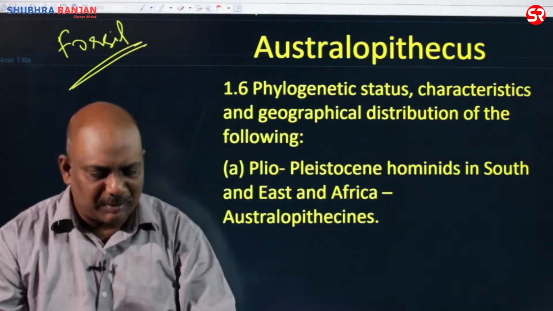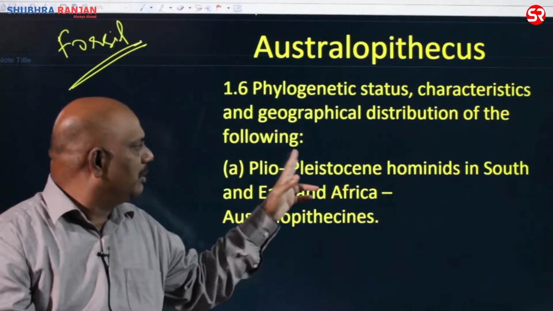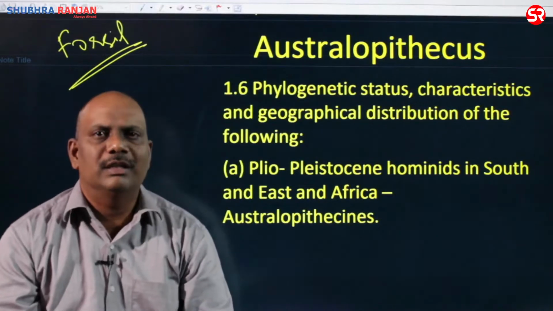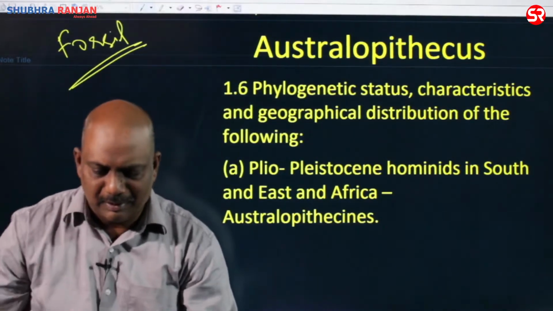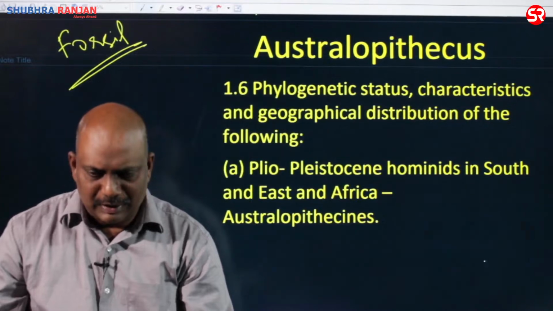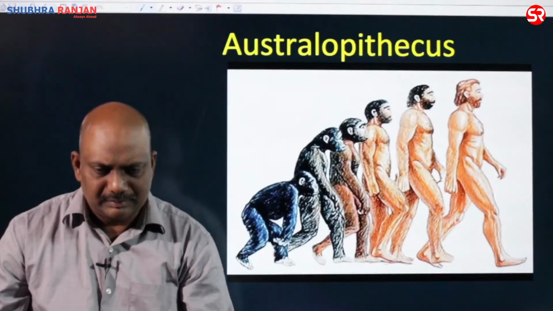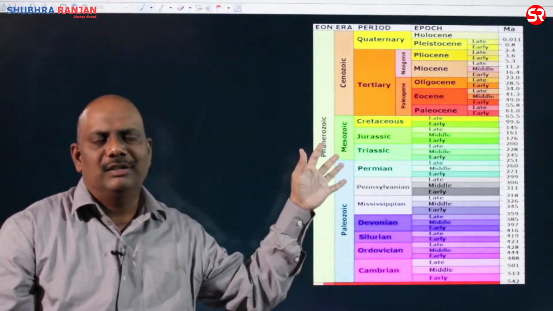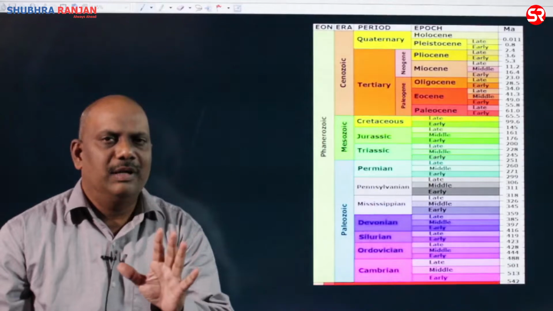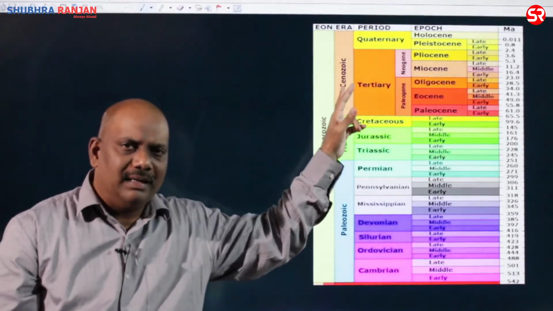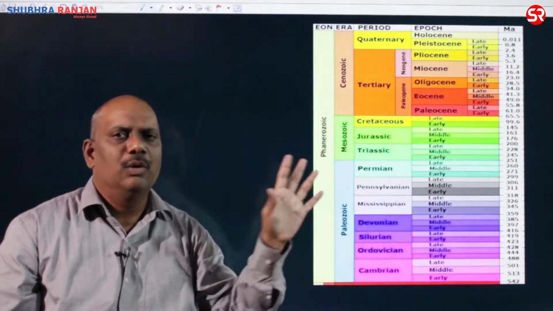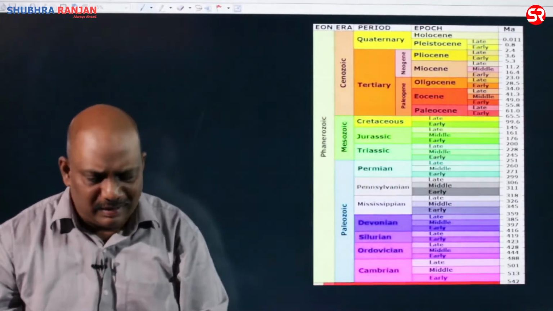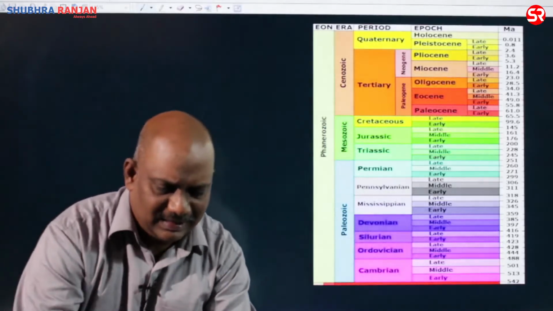Pleistocene. First, let me explain what you mean by this Pleistocene. This refers to a particular period in our geological time scale. For example, I will show you our geological time scale. Briefly, I have also added this in your material. To be honest, there is no need to read anything in this. This is meant one and only for your understanding. So you just leave this. I will briefly explain what exactly this is.